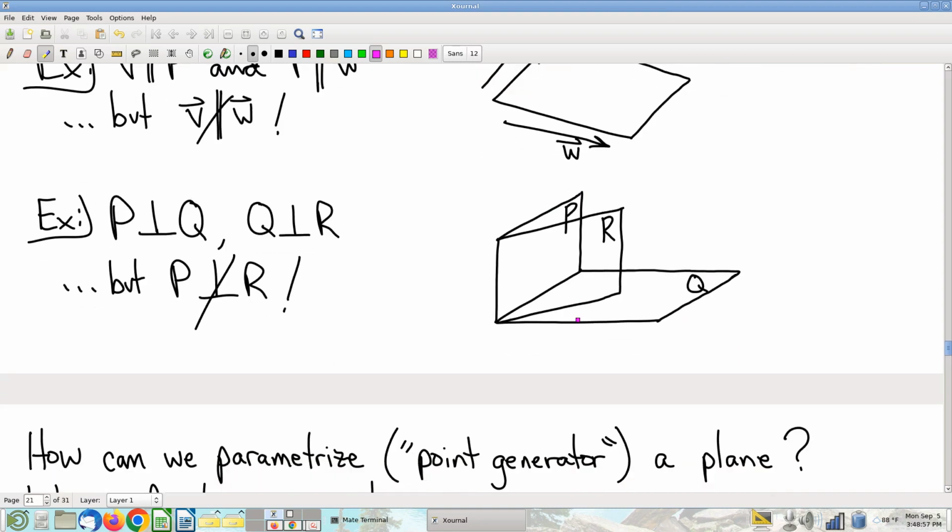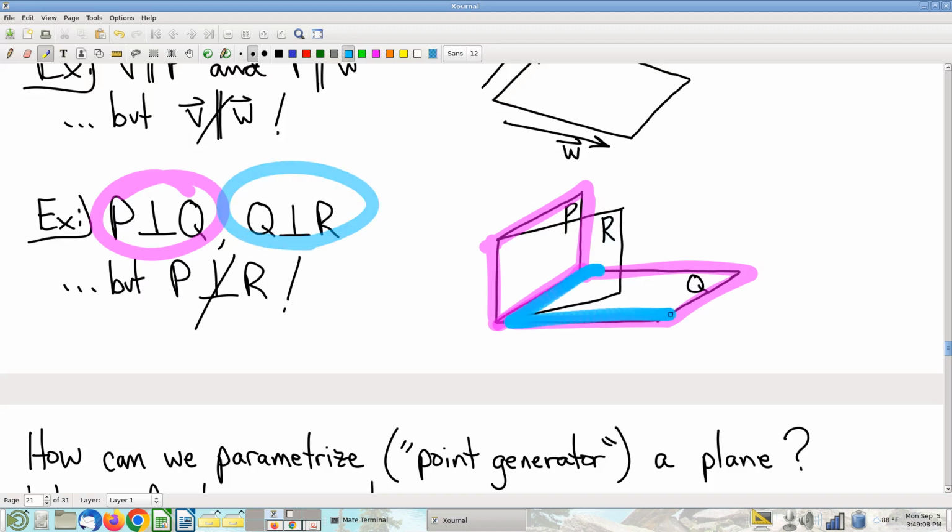Here's another good one. These two planes are perpendicular. Right? The two purple ones are clearly perpendicular. The two blue ones are clearly perpendicular. And yet, the P and R, no relation. They could be parallel. They could be perpendicular. More likely, they're neither. They're just some random angle in between. So no conclusion, no transitivity. Everybody good? Okay.